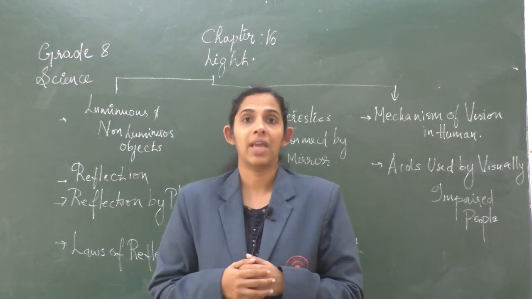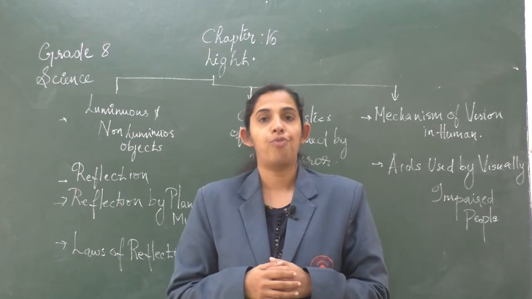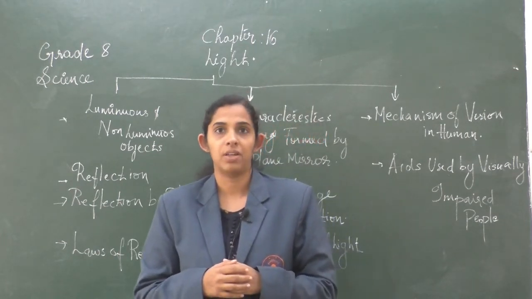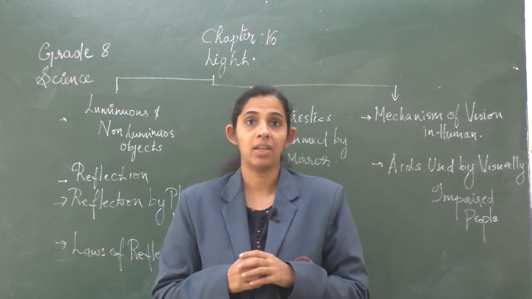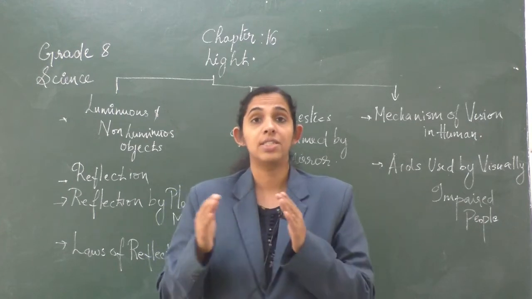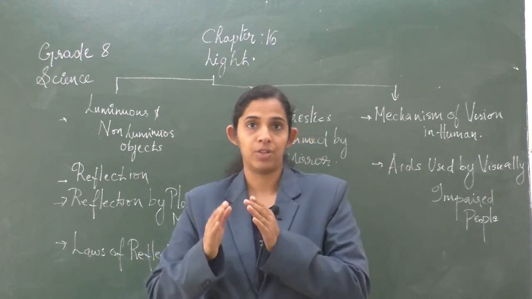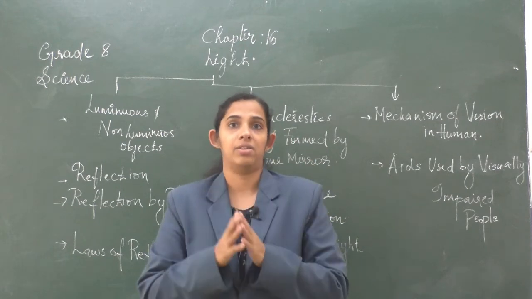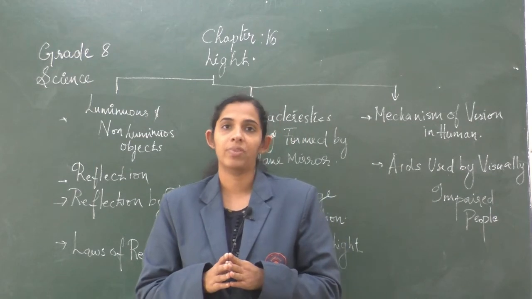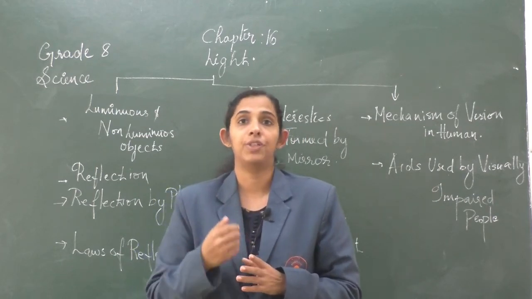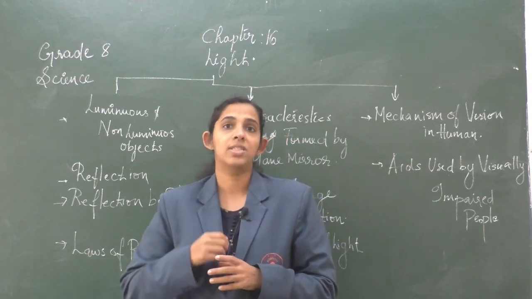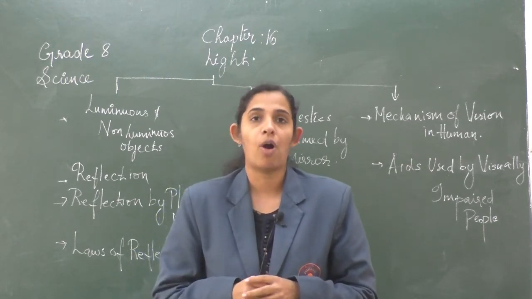Next, we will see some of the characteristics of images formed by a plane mirror. Images formed by a plane mirror will always be virtual and upright. The distance between the image and the mirror as well as the object and the mirror will always be equal in a plane mirror. Also, we have seen the phenomenon of lateral inversion in the case of plane mirrors. So, these are the four properties of images formed by a plane mirror.